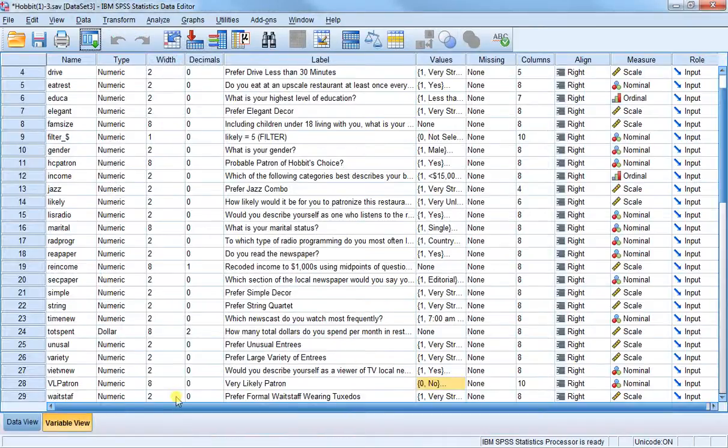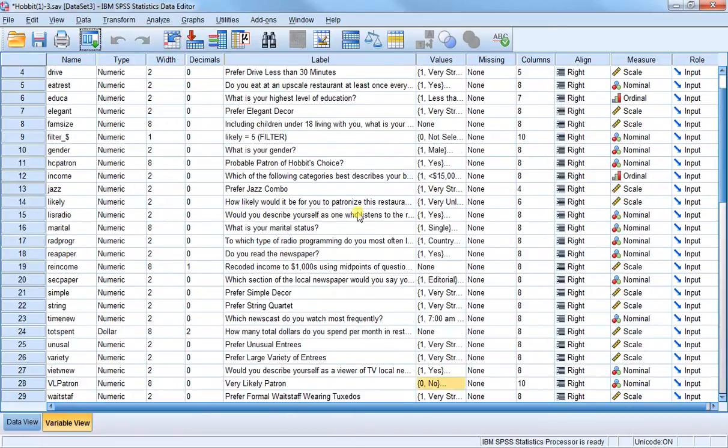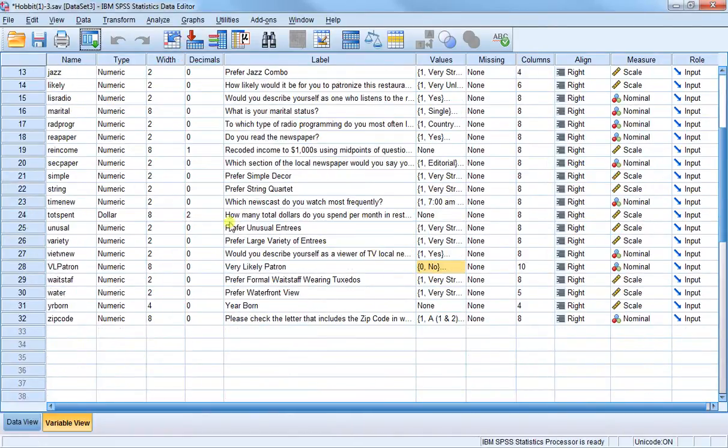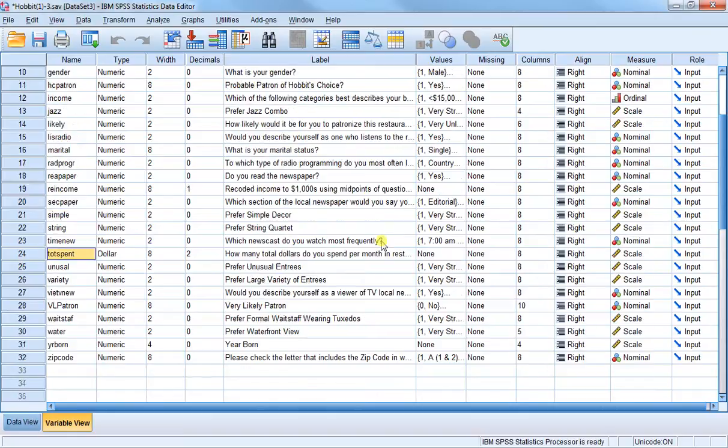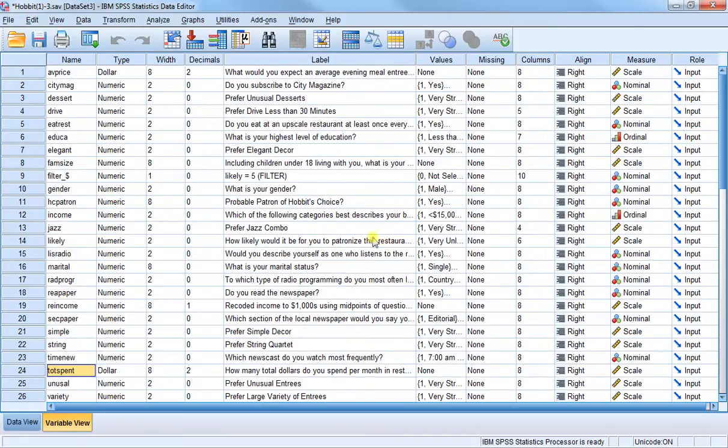Let's look at this. So you would look at the spending behavior, which is answered by how many total dollars do you spend per month in a restaurant, total spent, and the other variable that you want to check on is the average evening price, and that is here, average price.